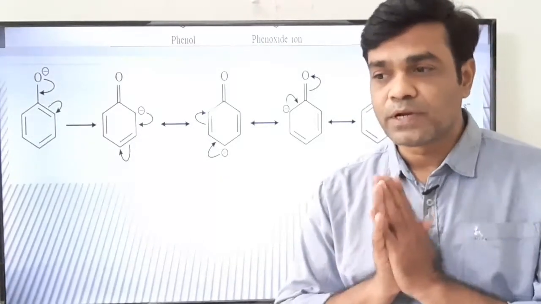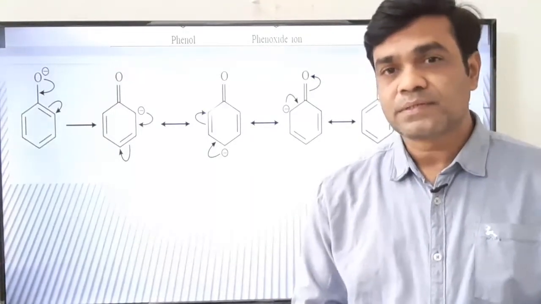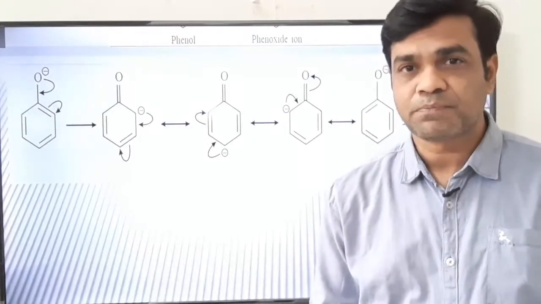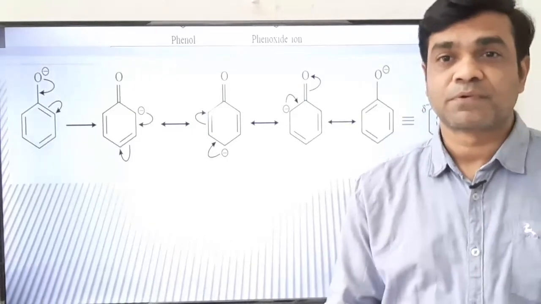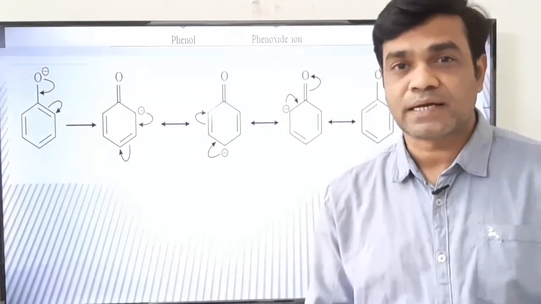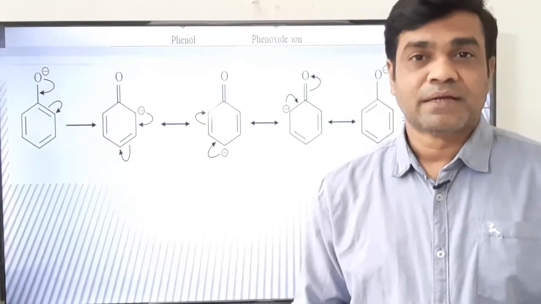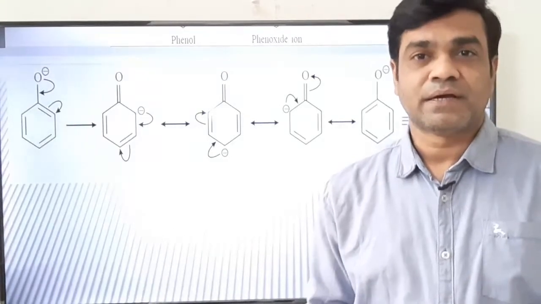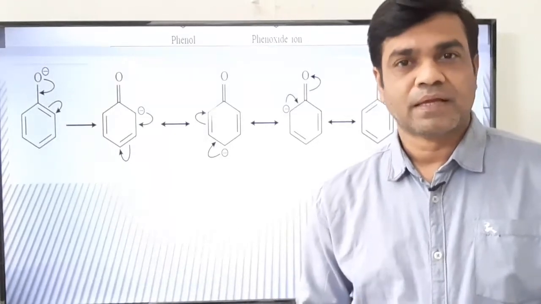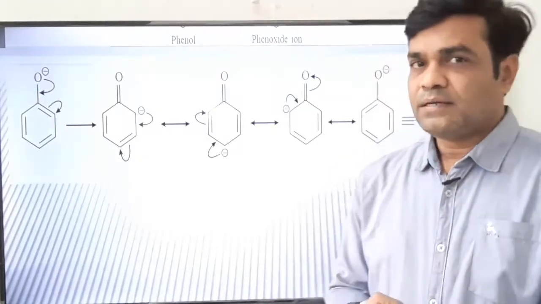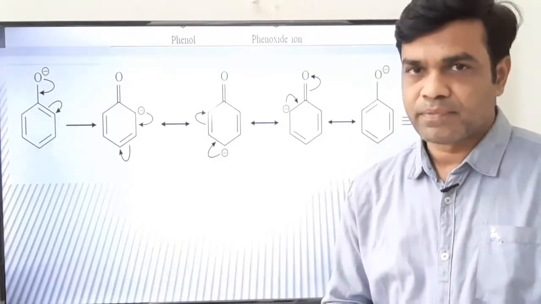Therefore, phenol donates H positive ion, that is proton, easily, because what is the motivation for this phenol to donate the proton? Because after donating that H positive ion, that is proton, it is converted to phenoxide ion, which is more stable. That is the motivation, or that is the directive force for the phenol to donate the proton. Hope you understand this important point about phenol, that why phenols are acidic in nature.